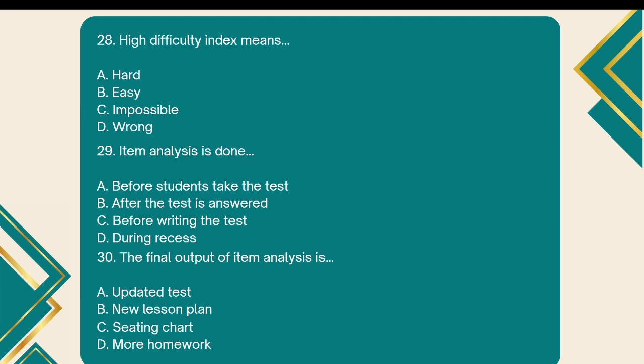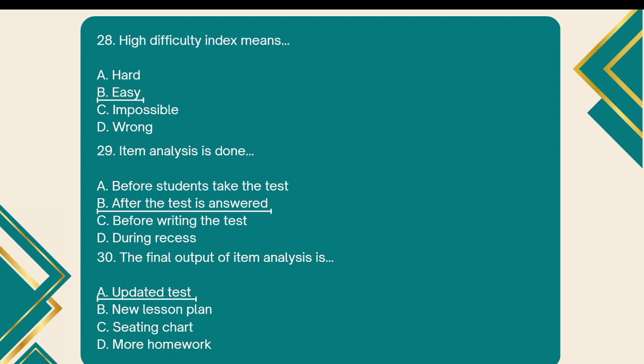So now for our questions 28, 29, and 30. For 28, high difficulty index means hard, easy, impossible, or wrong. 29 is item analysis is done before students take the test, after the test is answered, before writing the test, and during recess. And for 30, the final output of item analysis is updated test, new lesson plan, sitting chart, or more homework.